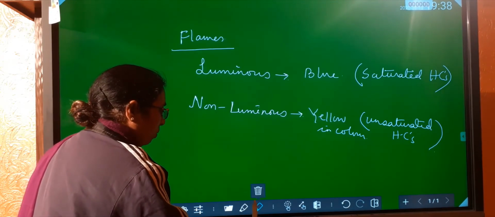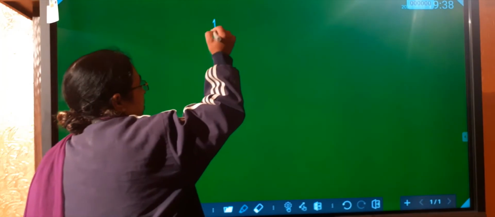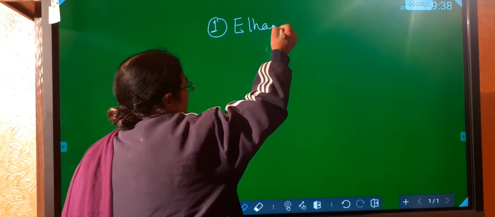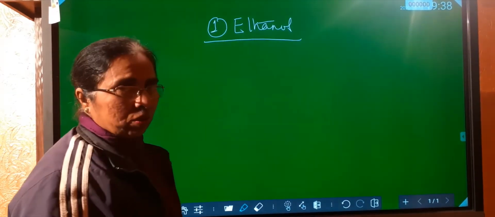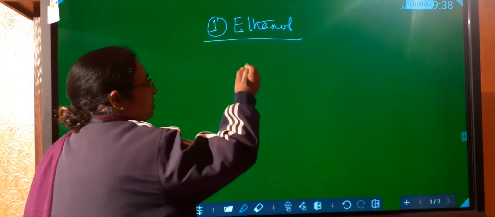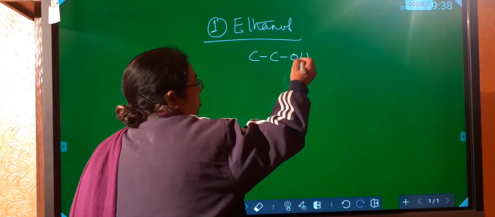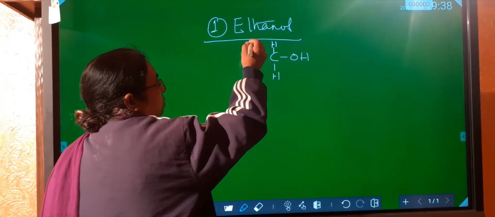Alright, now let us learn about some important compounds of organic chemistry. First of all, let us learn about ethanol. We have been talking about it. Eth means 2 carbon and ol means OH group is there. So the structure becomes like this.